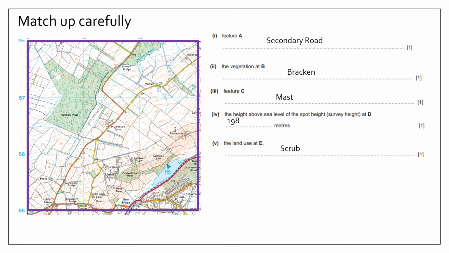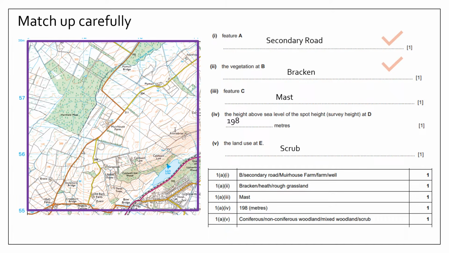So here, I'm going to review my answers. You can see secondary road correct, bracken correct, mast correct, 198, and scrub.